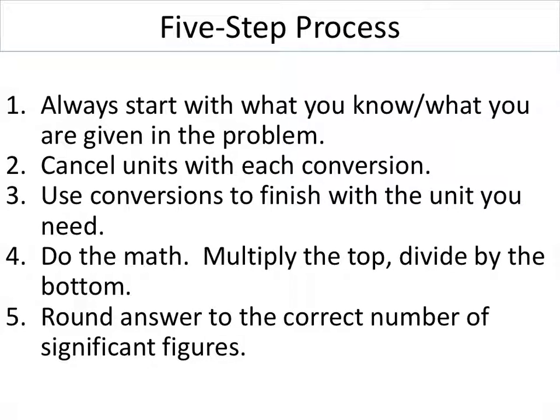So I always start with what I'm given in the question. And I set up a table and I cancel the units with each conversion. And that's the key, is canceling the units. I use conversions and I finish with the unit that I need to answer the question. I'll do the math. Multiply the top, divide by the bottom. On your calculators with the TI-83 Plus, and so on, the best way to do that is hit enter at every step. Round your answer to the correct number of significant figures. We'll talk about significant figures at another time, but if you've got some background knowledge on that, this will make sense.